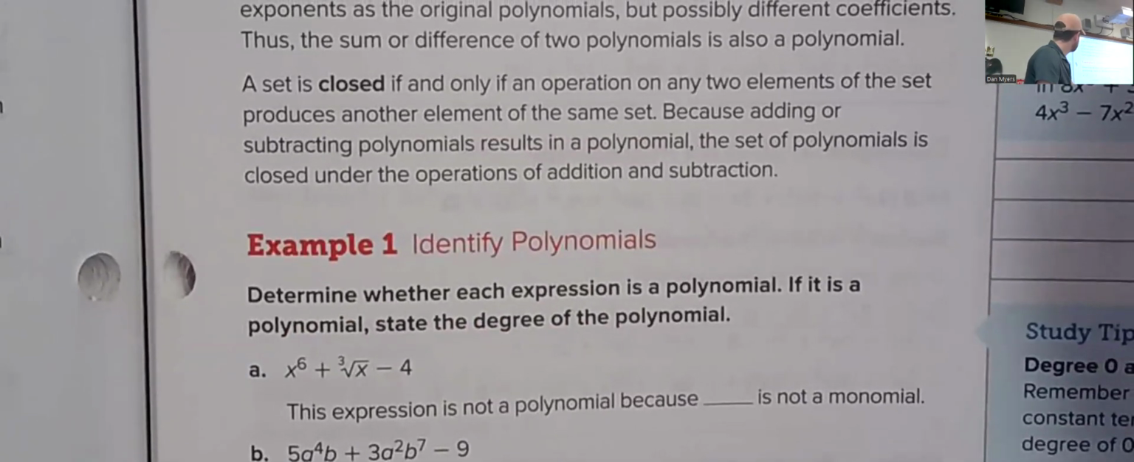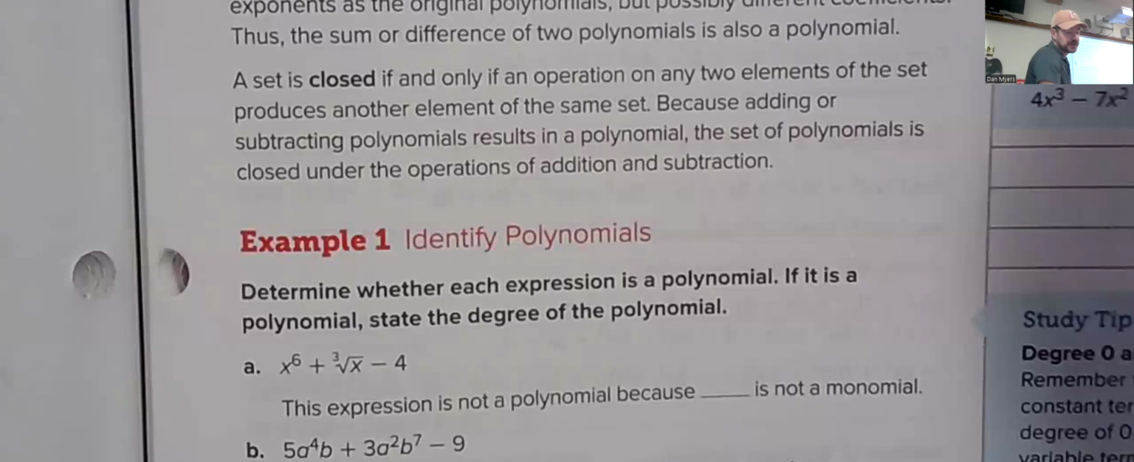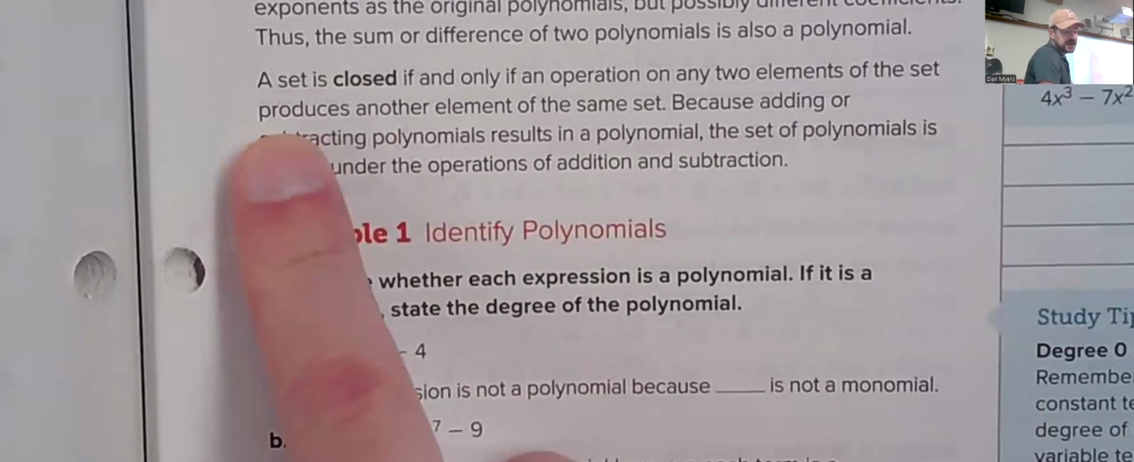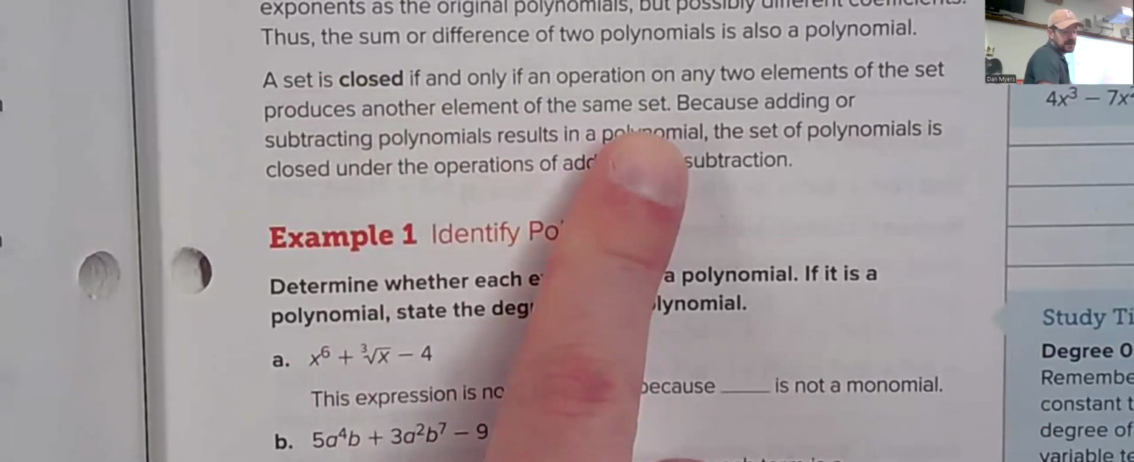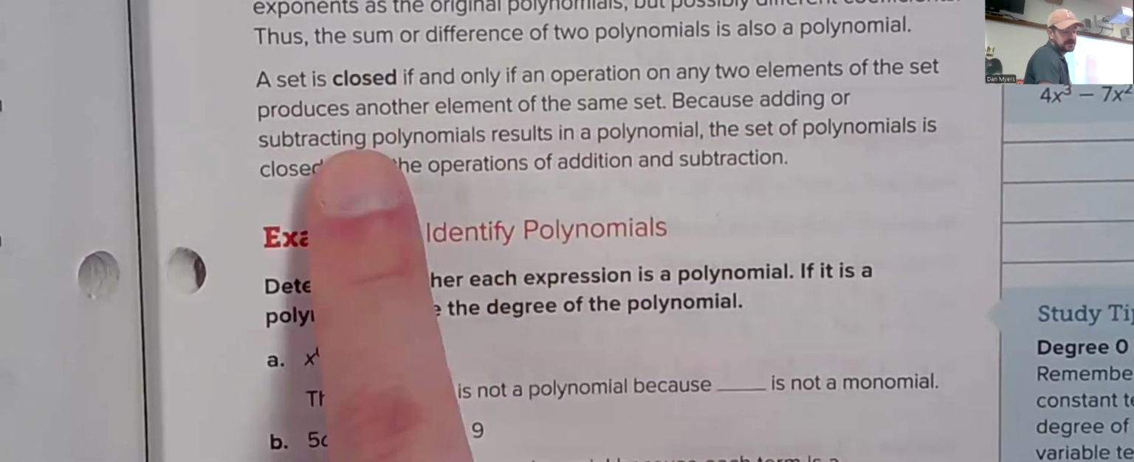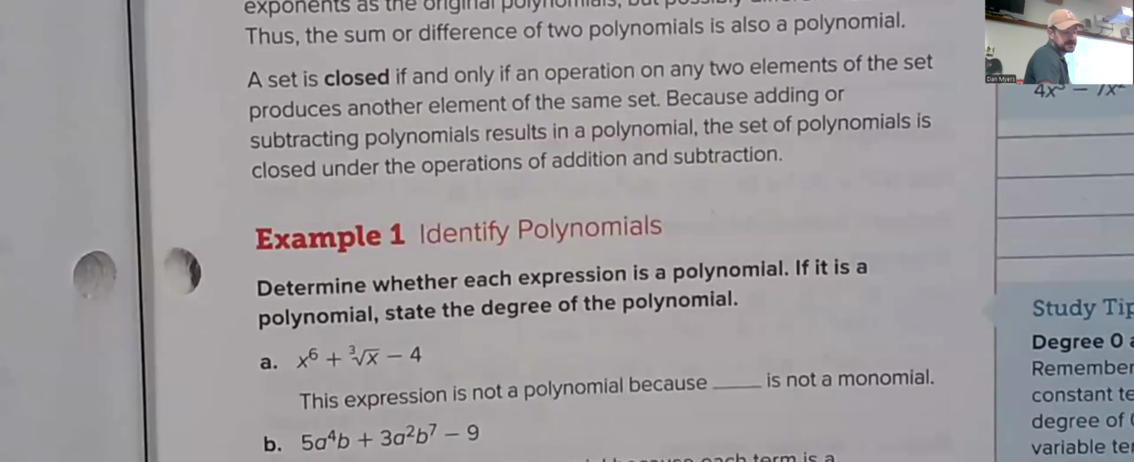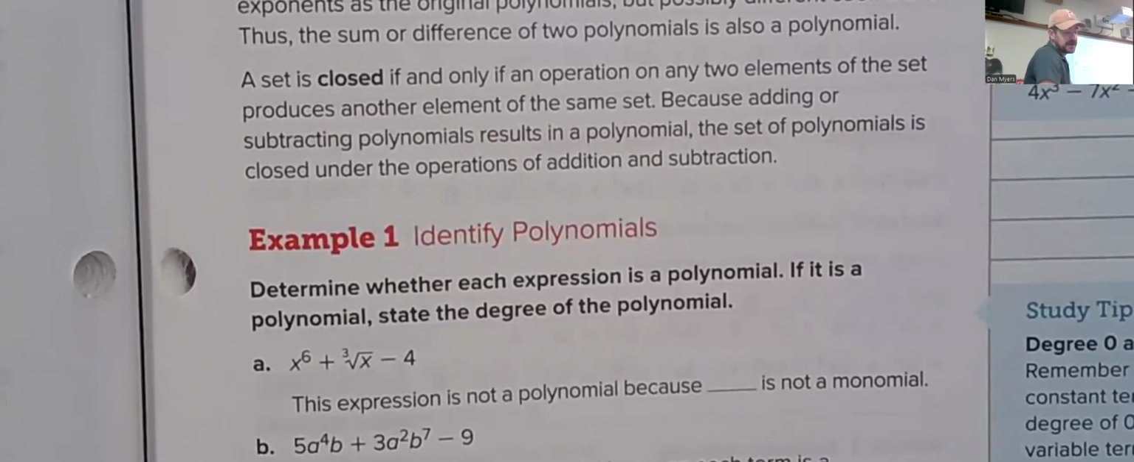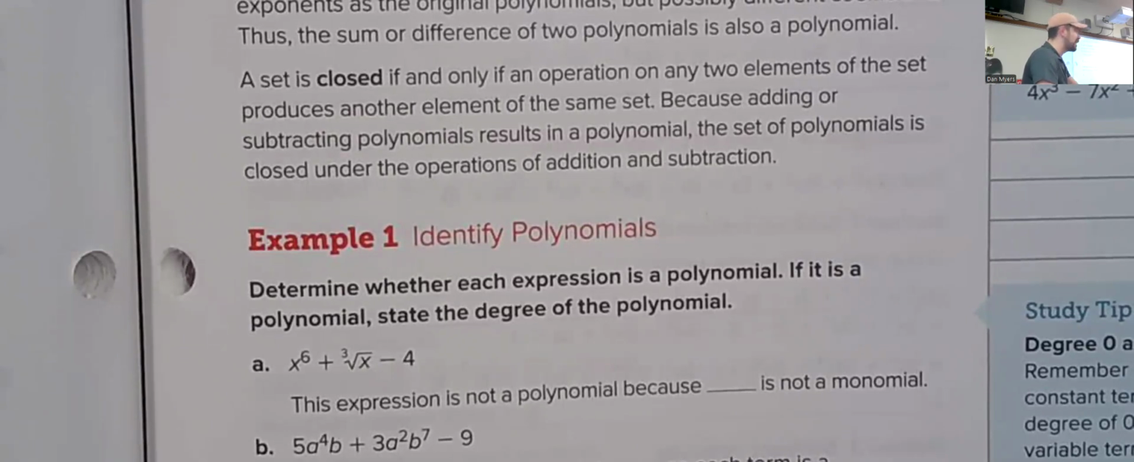All right, a set is closed. This might be a new definition for you, closed. A set is closed if and only if an operation on any two elements of the set produces another element of the same set. Because adding or subtracting polynomials results in a polynomial, the set is closed under the operations of addition and subtraction. So if you add a polynomial to a polynomial, you get a polynomial. So the set would be polynomials, right?